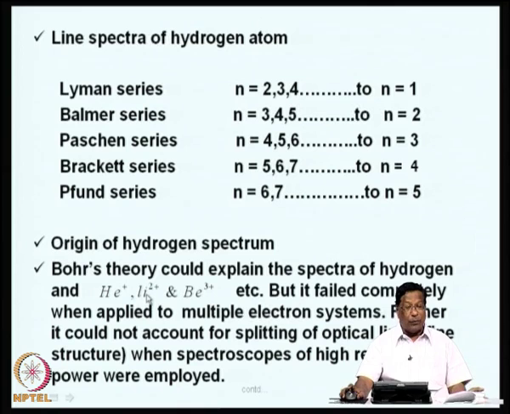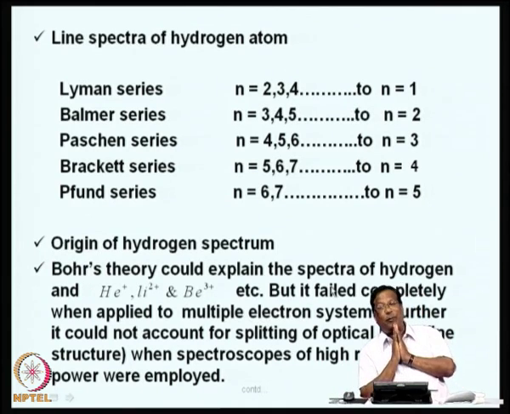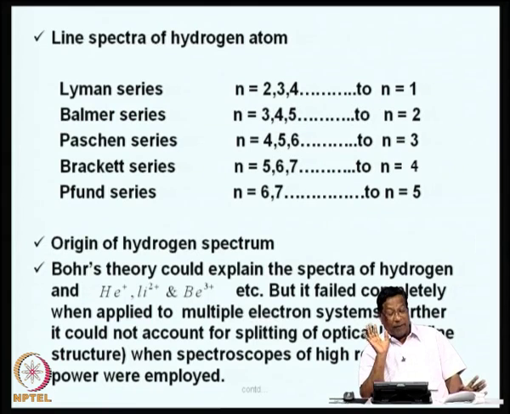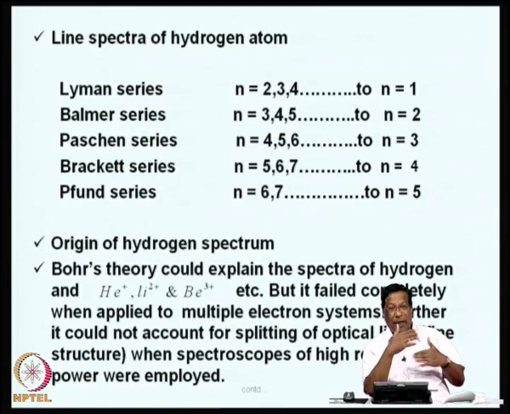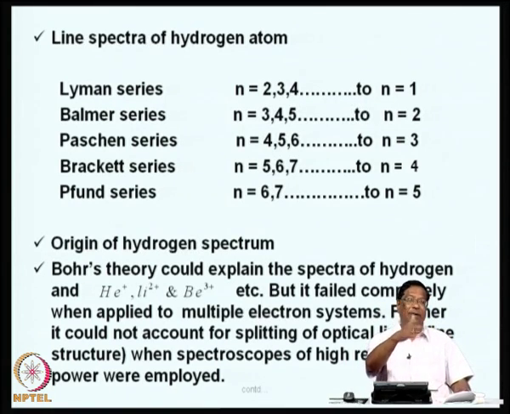Similarly, lithium plus 2 will have only 1 electron in the lithium atom, and beryllium plus 3 is the same case. But this theory, while it explained the origin of spectrum corresponding to different energy levels, failed completely when applied to multiple electron systems, where there are more than 1 or 2 electrons. How do you really explain that this change corresponds to the Lyman series, this change corresponds to the Balmer series, etc.? There are too many lines, it is too complicated, and it was not possible to explain.